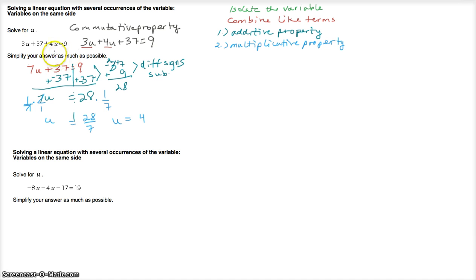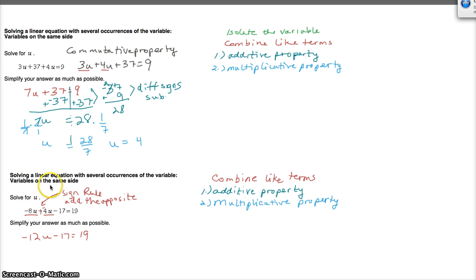So here again, it's important to reorder your information, to combine your like terms, and then work from there. Let's look at another example where we're going to combine our like terms before we solve the equation. Here we had negative 8u minus 4u minus 17 equals 19. And we have two terms that are the same, so we can combine them first. And so here we had a negative minus another value, so we have to apply our sign rule of add the opposite value. And so since our signs are the same, we're going to add them together, and we'll end up with negative 12u minus 17 equals 19.